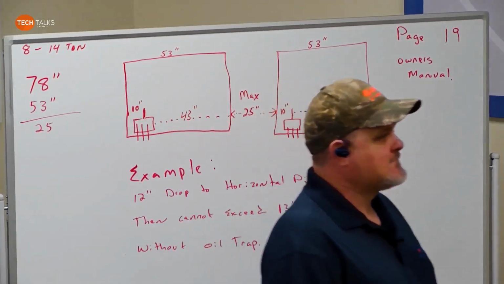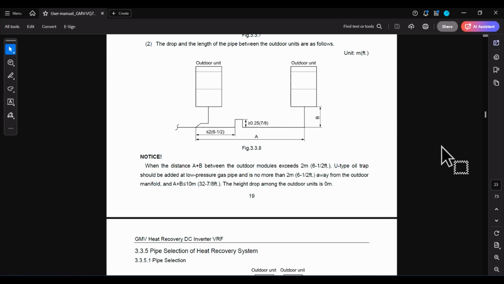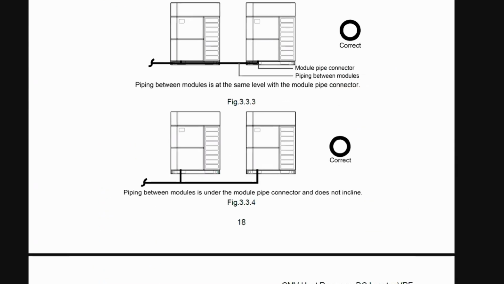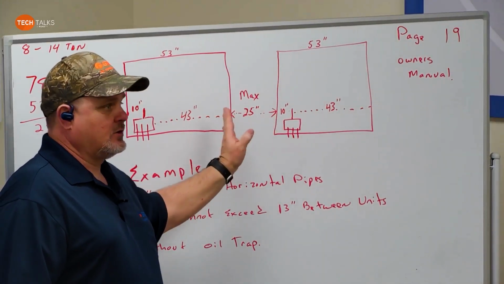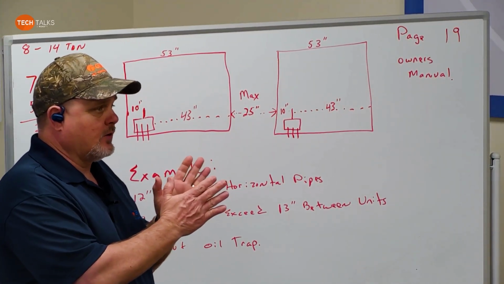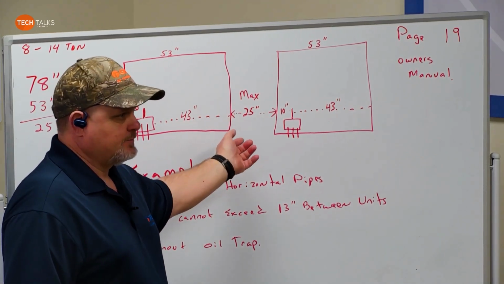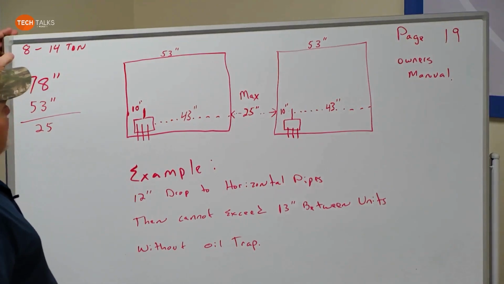But that only applies if the pipe goes down below the condensing unit. Correct. If it's horizontal, like we showed in that one picture, you do not have to go back up, we go back to our owner's manual here. Oh, it was just up a couple pages, right there. If your pipes are all level straight across like that, you don't have to worry about it. Correct. It's only when you're dropping down. If you exceed what we're saying here on the dry erase board, you got a maximum of 25 inches that you can have separation between those two units you're piping together. Otherwise, you got to put an oil trap in. Correct. Okay? This is for the 8 to 14 ton.